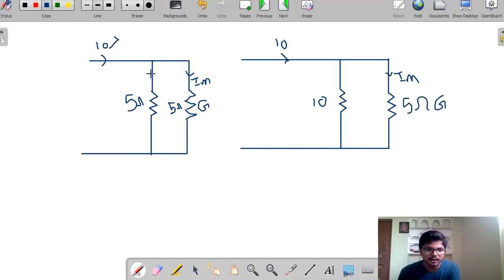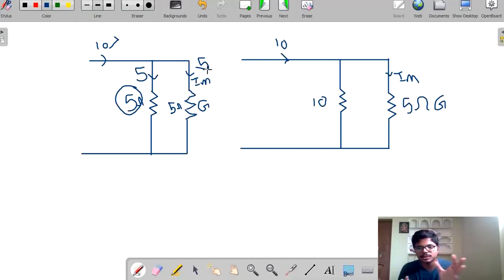Now according to the current division rule, my current will split into two paths, IM and I here. As we are seeing here, there is an equal amount of resistance, so the current will split equally. Then how will the current split? Here 5 amperes will come and here 5 amperes will come. Listen carefully, my galvanometer is taking a current of 5 amperes here.